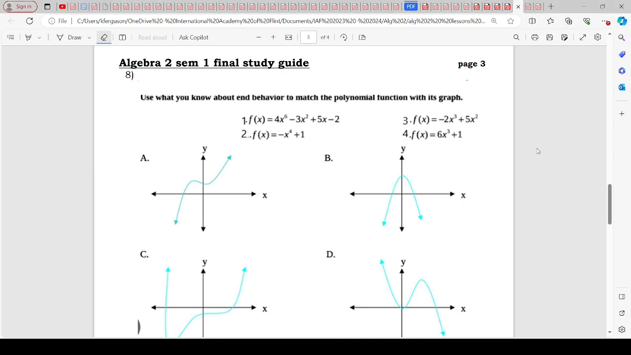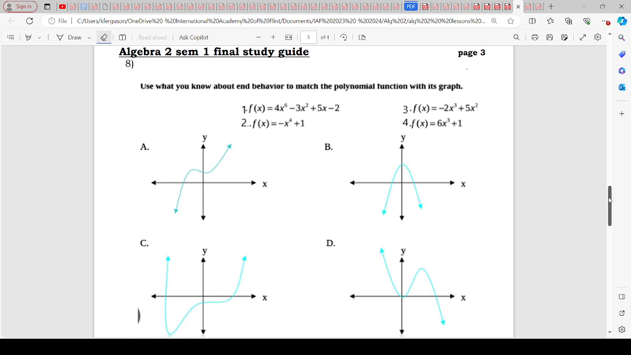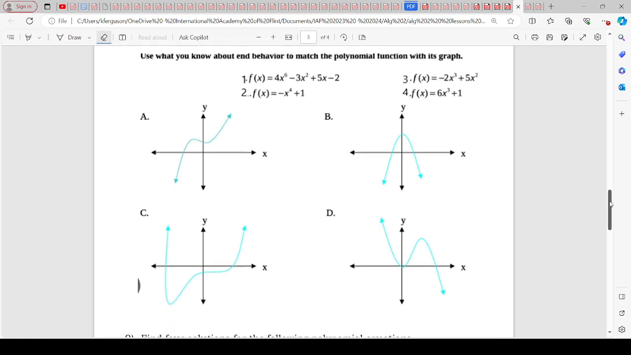All right, so picking up where we left off, number 8. Use what you know about end behavior to match the polynomial functions with this graph. So we got 4 polynomial functions and 4 graphs. So what do we know about end behavior?